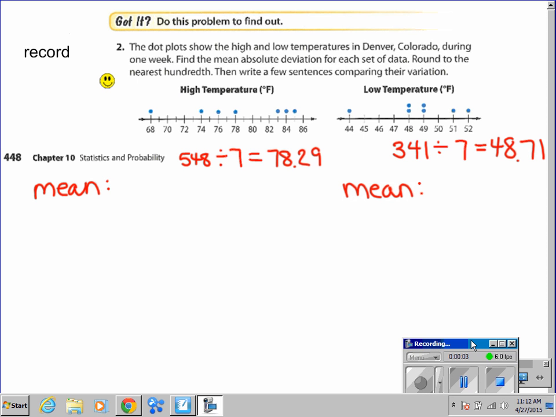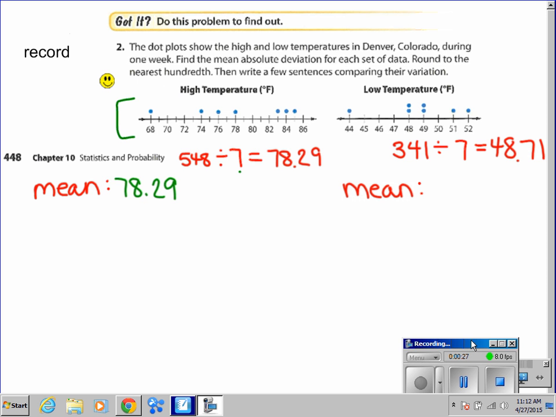To find the MAD, or the mean absolute deviation, you first have to find the mean of the data. So the mean of the data here for the high temperatures, we added them all up, which is 548. We divide it by 7, and we get 78.29. It did ask us to round to the nearest hundredth. So the mean was 78.29.